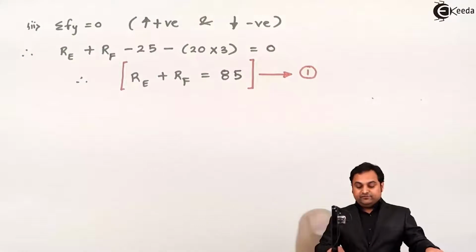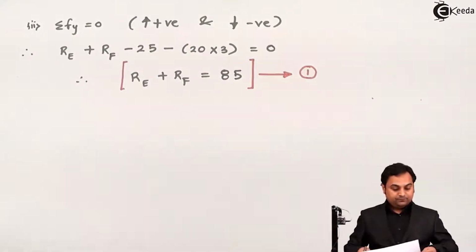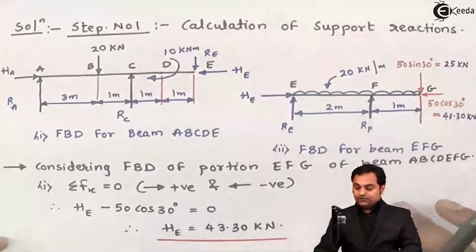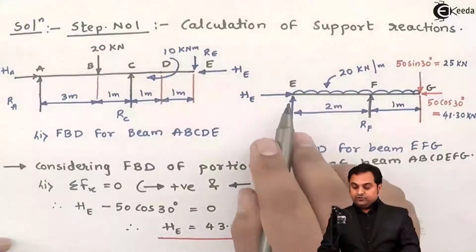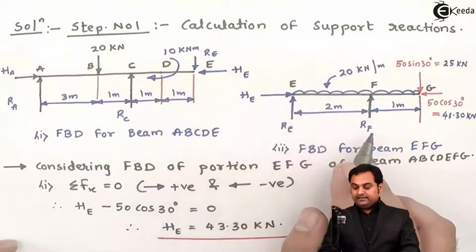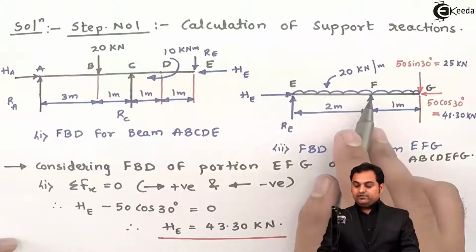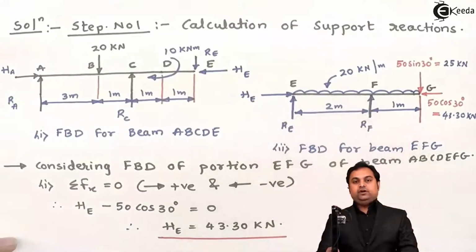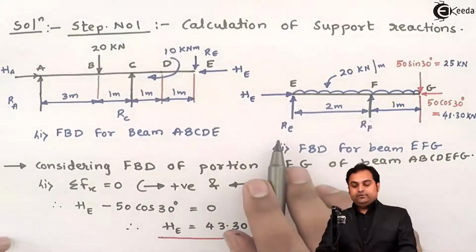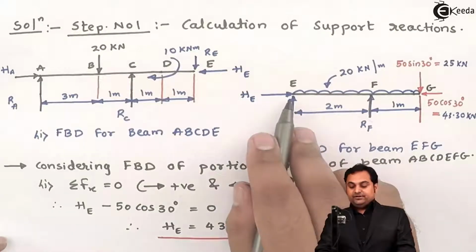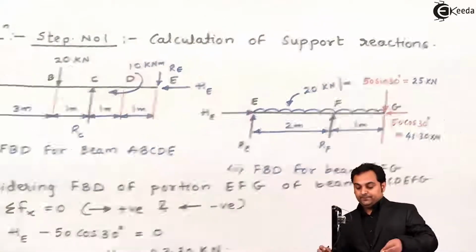Next, now after getting equation number 1, here we want the values of reaction. So if I take the moment at point E, I'll get Rf. If I take the moment at F, I'll get Re. So anyhow we are correct. Either we can take moment at E or point F. Here I'm taking the moment at point E.